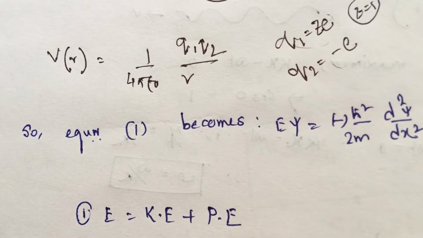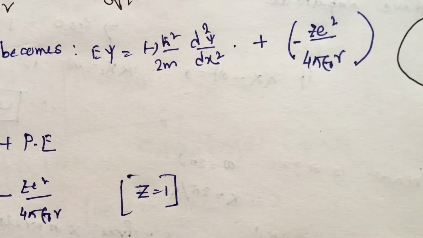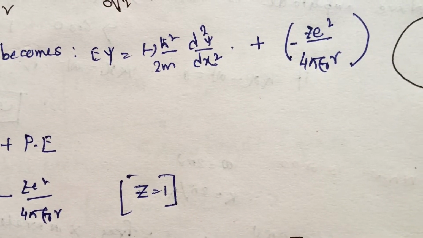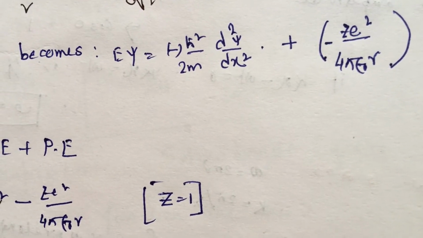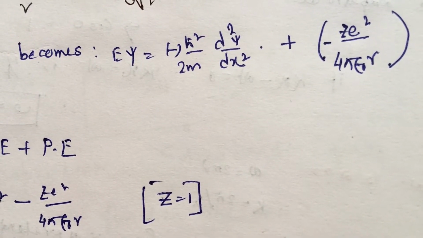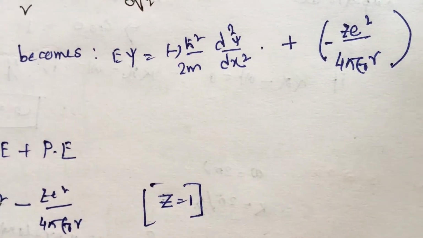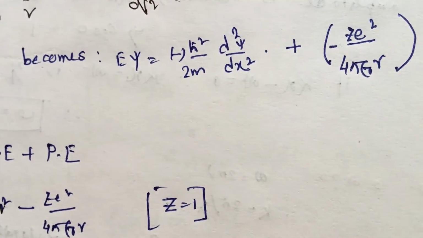so we get Q1 Q2 equal to Ze square. So my equation 1 becomes E psi equal to minus h cross square by 2m d2 psi dx square minus Z square by 4 pi epsilon 0 r. As I am trying to find a general solution for atoms, we are not going to put Z equal to 1 for the time being. I'll carry this Z.